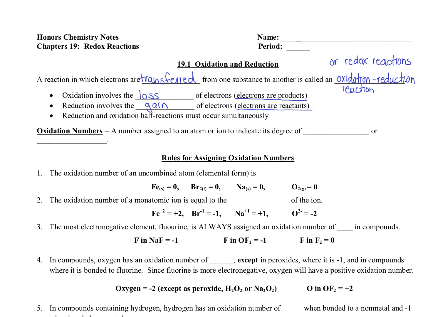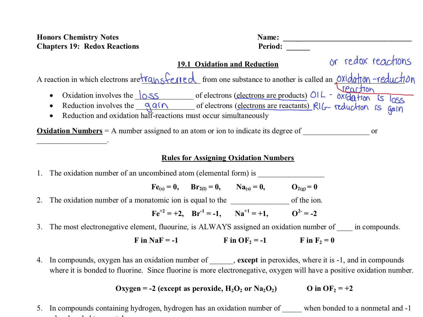I have a mnemonic that I use to remember this, and that is OIL RIG, where OIL stands for oxidation is loss, and we are referring to electrons. RIG stands for reduction is gain, and again, we're talking about gain of electrons.